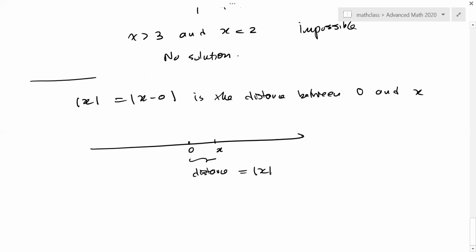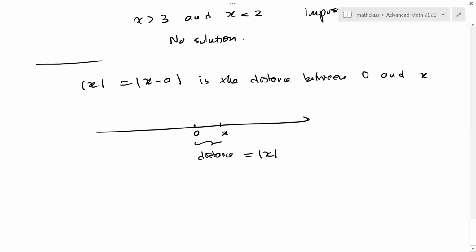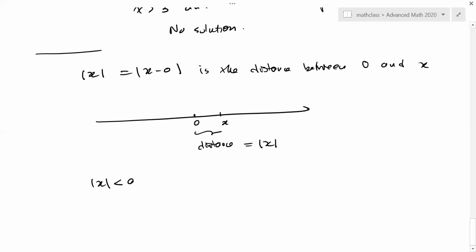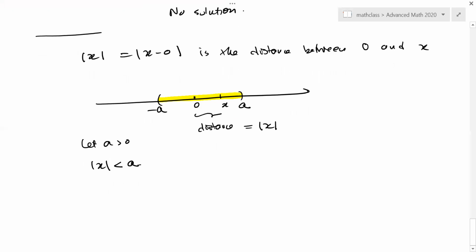The distance is going to be |x|, because x could be negative, right? So if |x| is less than a, let a be positive, that means the distance between 0 and x should be less than a. What kind of interval are you going to get? This is a, here will be negative a. This is the interval containing all the x satisfying this inequality. So this is equivalent to saying that x is less than a and greater than negative a.